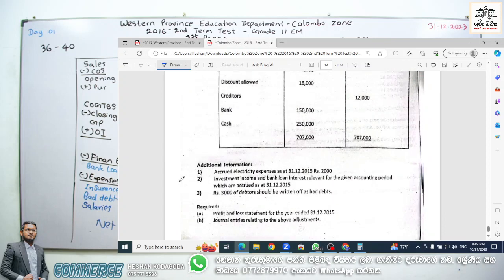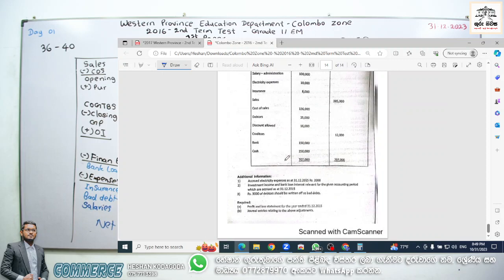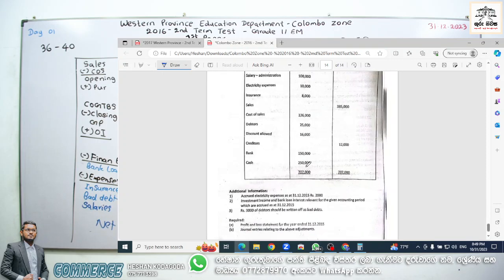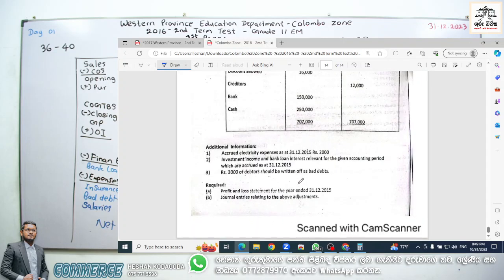Okay, I'm giving a few minutes to you. Can you tell me the net profit? Look here, no need to prepare SFP. Understand? They are only asking for P and L and journal entries. Is it clear to you guys? Okay, quickly prepare P and L and send me the answers.